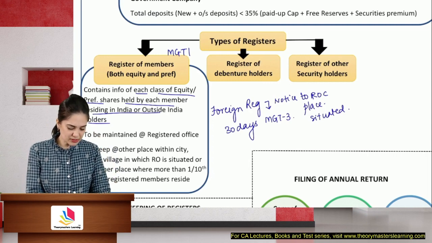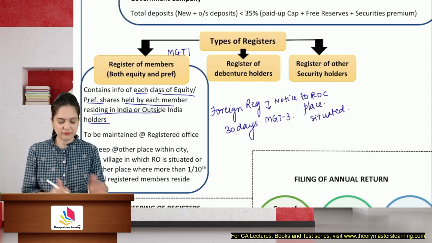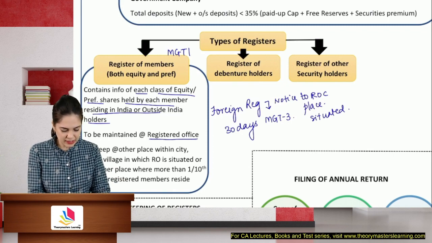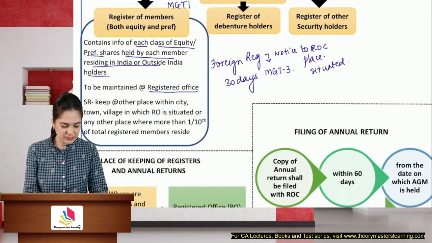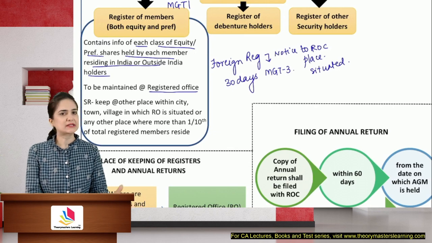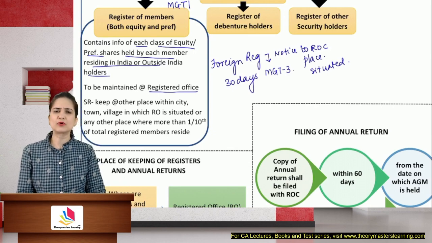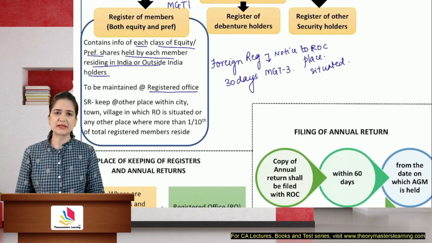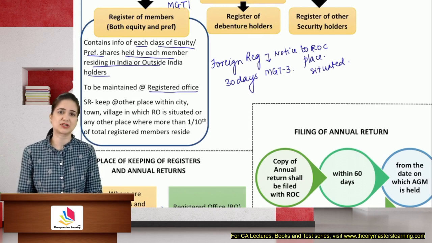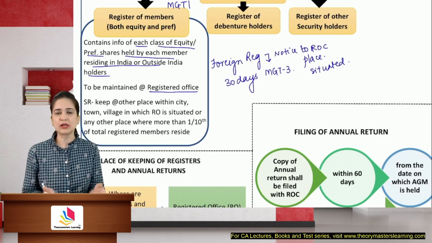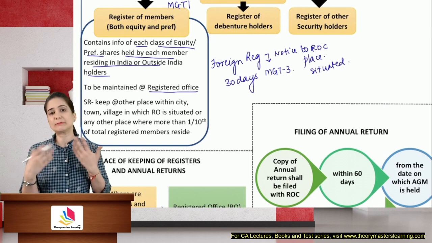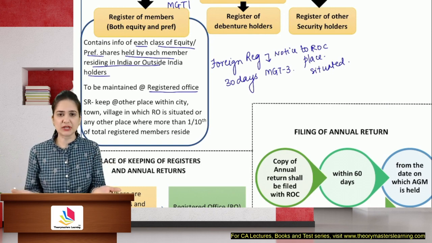The register of members, if you are not maintaining a foreign one, will be maintained at the registered office. You can also keep it at some other place if you find it more convenient for better administration, saying that no, it is better that we keep it at some other place because the registered office is congested, or it is too small, or maybe the other place is strategically located.